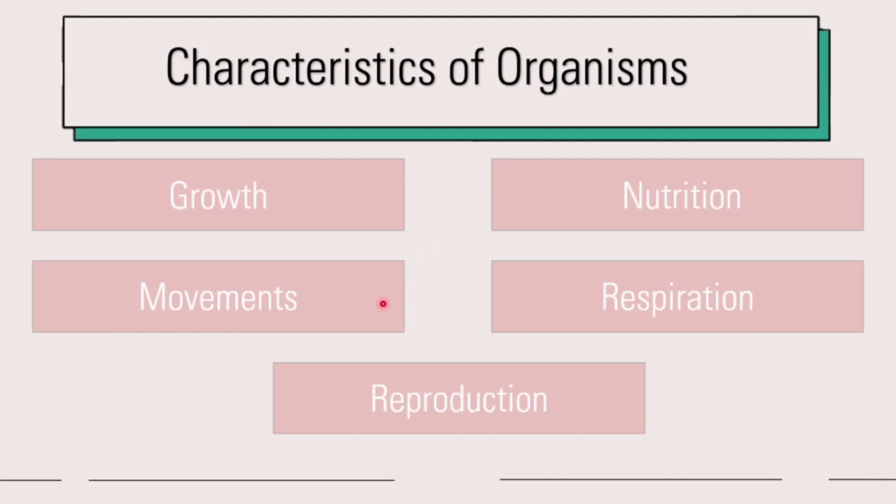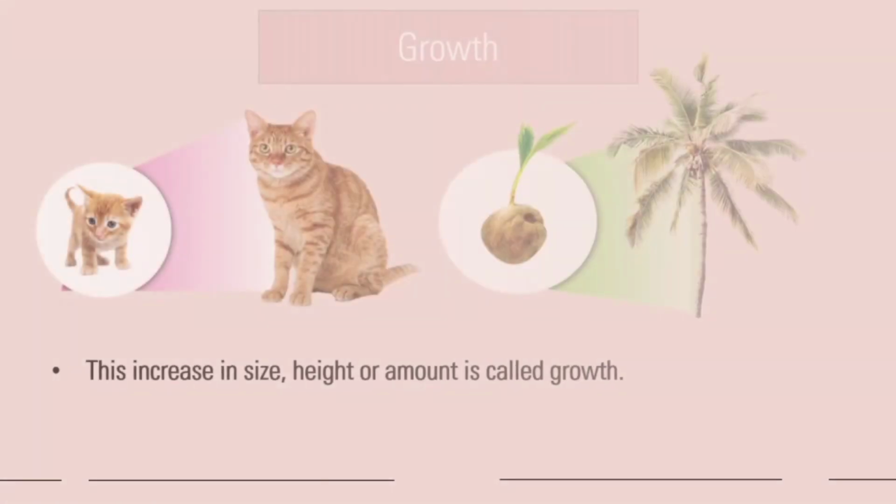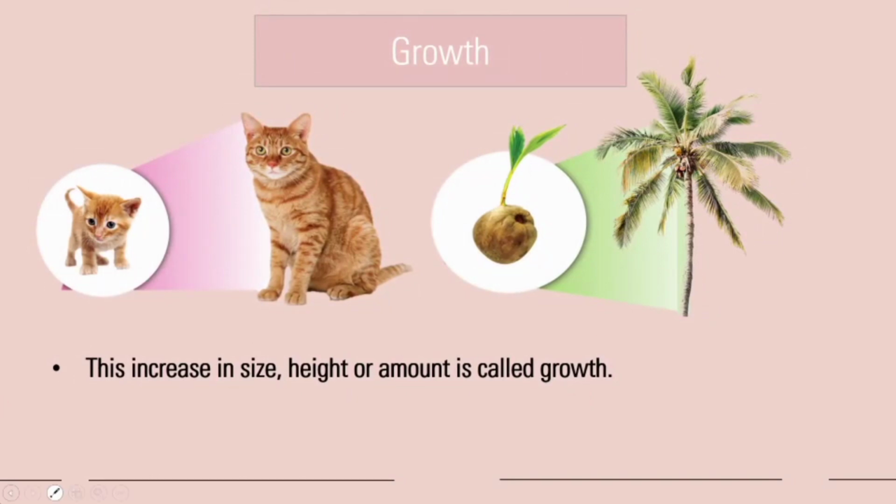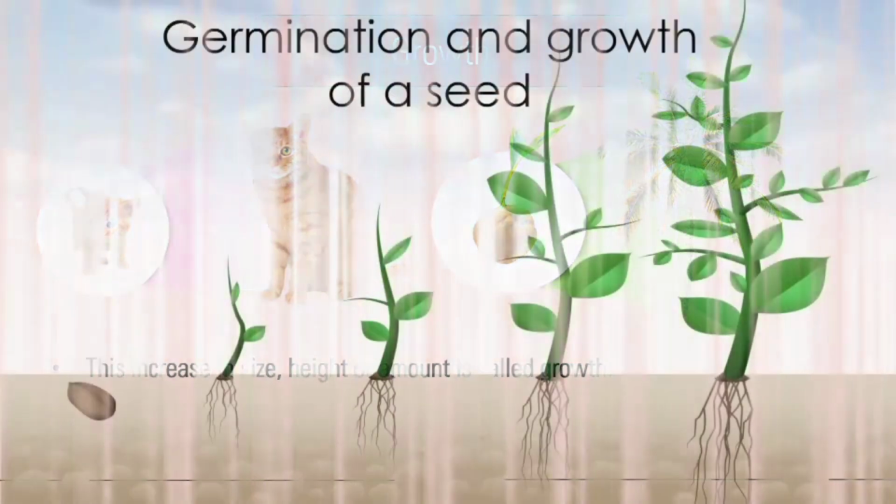Growth, nutrition, movements, respiration, and reproduction are the characteristics of organisms. Now let's talk about growth. The increase of size, height, or amount is called growth. Here you can see the kitten has grown to a cat. It increases its size, height, and amount. When you consider the coconut tree, it is the same. You can see it has grown. The increase of height, weight, and amount. That's called growth. I think you can understand that also.